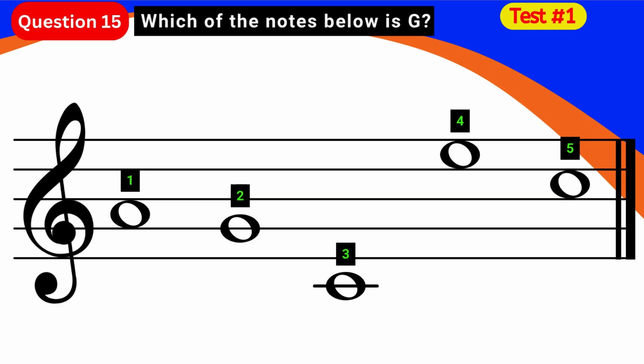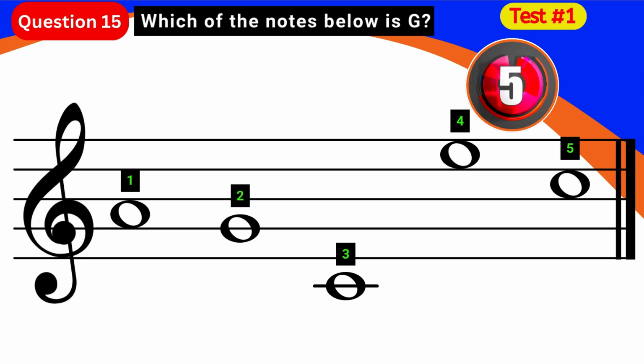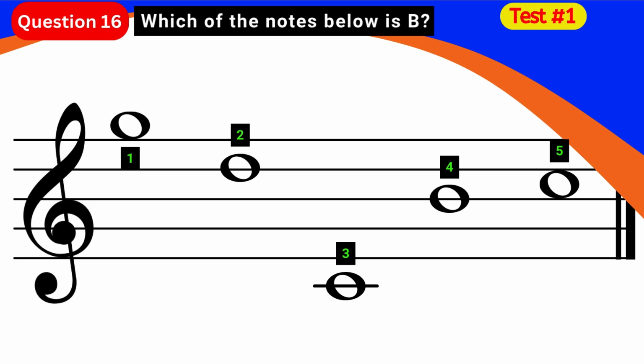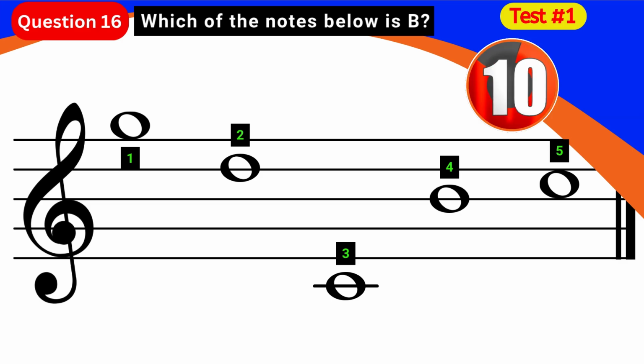Question 15. Which of the notes below is G? Number 1, 2, 3, 4, or 5? Question 16. Which of the notes below is B? Number 1, 2, 3, 4, or 5?